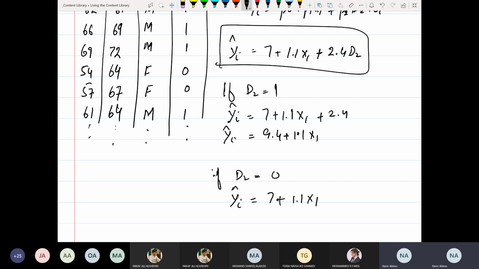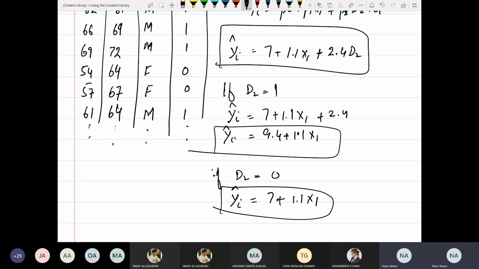So you can see that these are 2 models. There is one model, this one, and one here. There are 2 separate models inside a single equation. So I accommodated 2 models into a single equation using a dummy variable. A dummy variable is in terms of zeros and ones.